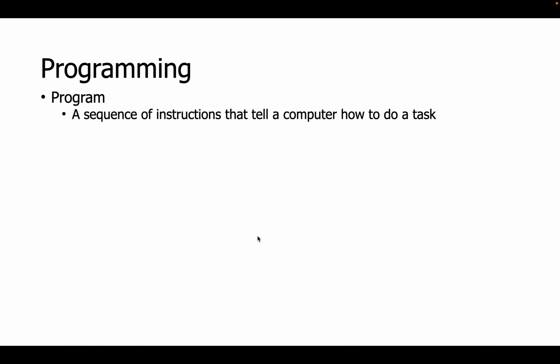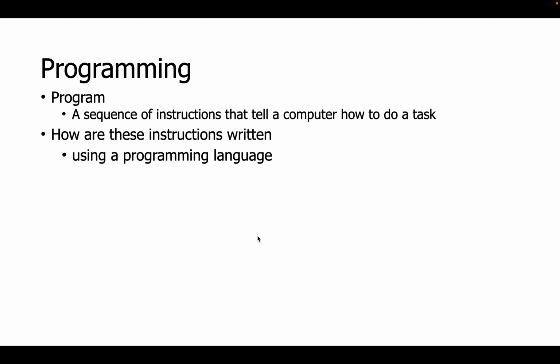So when we say programming, programming is the process of producing a sequence of instructions that tell a computer how to do a task. These instructions are stored in a specific file, with a specific file extension depending on the type of programming language, and when you execute it, it does the task that we have planned it to do.